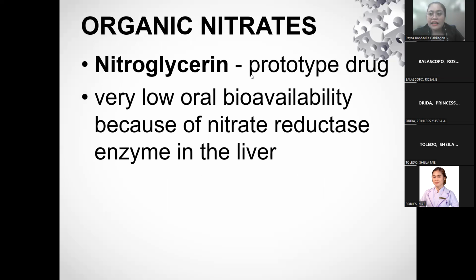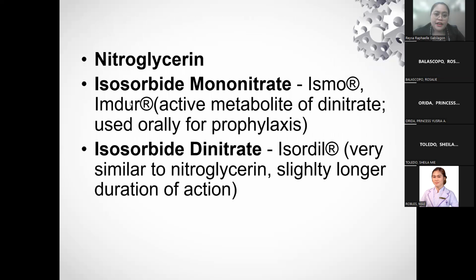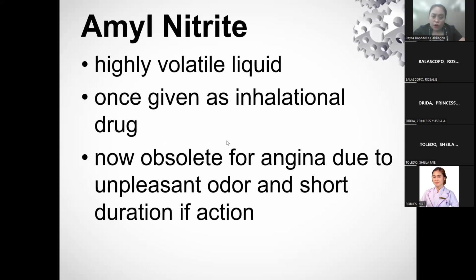We have the organic nitrates, wherein nitroglycerin is the prototype drug. However, our problem with nitroglycerin is that this cannot really be given by oral administration, since there is an extensive first pass effect. So we have the other two, isosorbide mononitrate and dinitrate, which can be given orally.